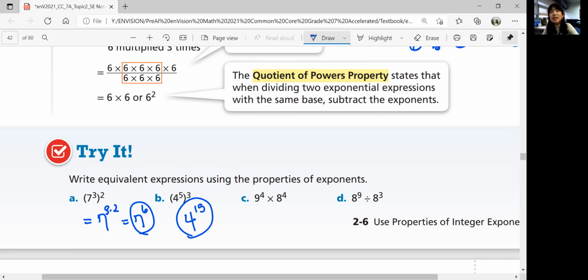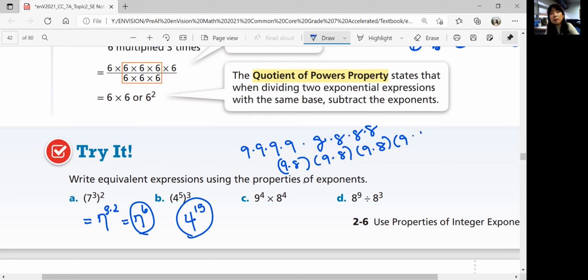Part C, 9 to the 4th power times 8 to the 4th power. Do we have a property for this? The power of products property. What does this mean? 9 times 9 times 9 times 9 times 8 times 8 times 8 times 8. You can do 9 times 8 times 9 times 8 times 9 times 8 times 9 times 8. How many times? 4 times. If they have the same power but different bases, you can use the power of products property. So what's 9 times 8? 72. So 9 times 8 to the fourth power would be 72 to the fourth power.